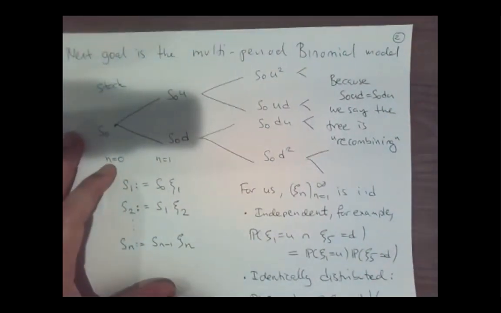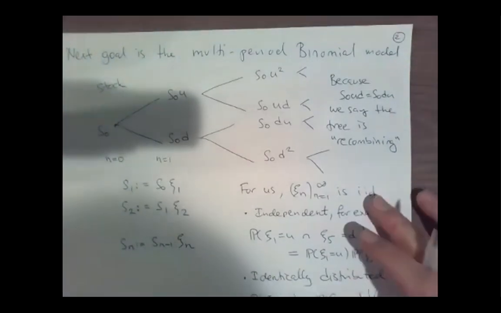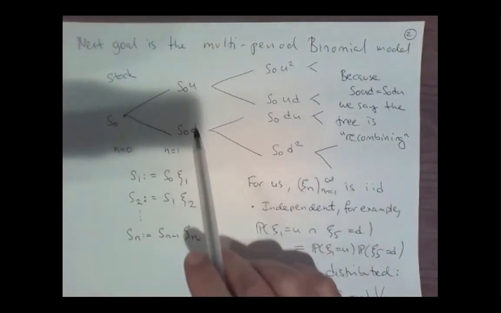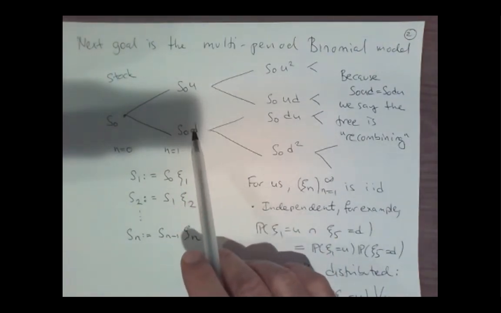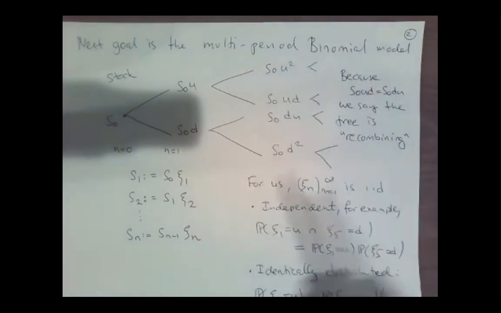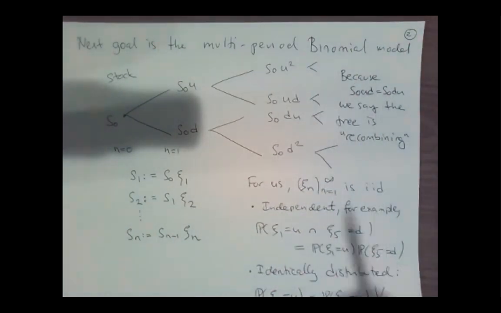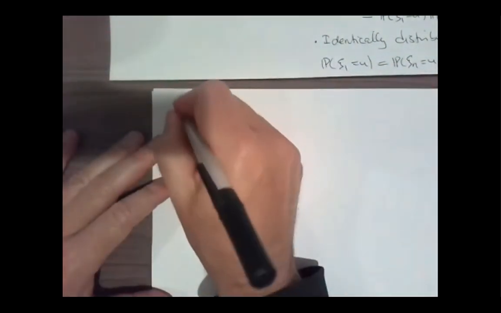So not all binomial models are recombining. You could imagine that you would have these psi's, so psi1 could take the values U1 and D1, and then the next coin could take the values U2 and D2, and so on. So that would be an example of the non-identically distributed case.